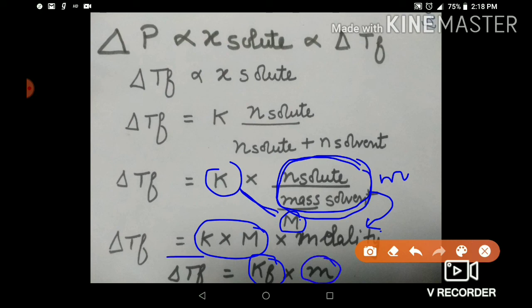So delta TF is equal to Kf. This is a constant now, the molar depression constant or cryoscopic constant. So this constant is the molar depression constant. So delta TF is Kf, the constant which will be mentioned in the question, into molality.